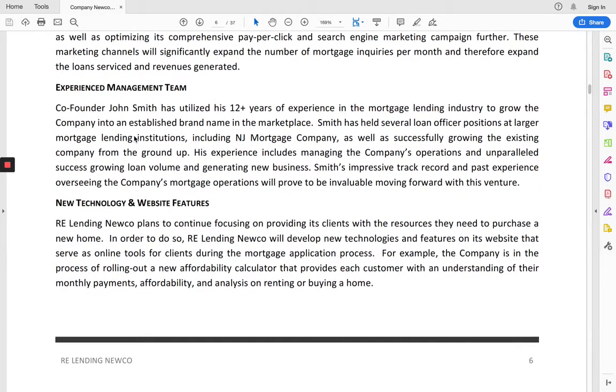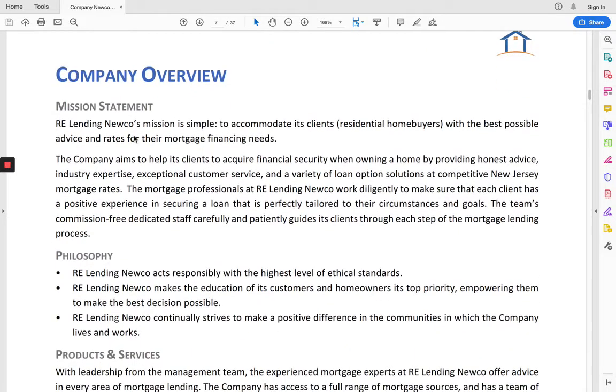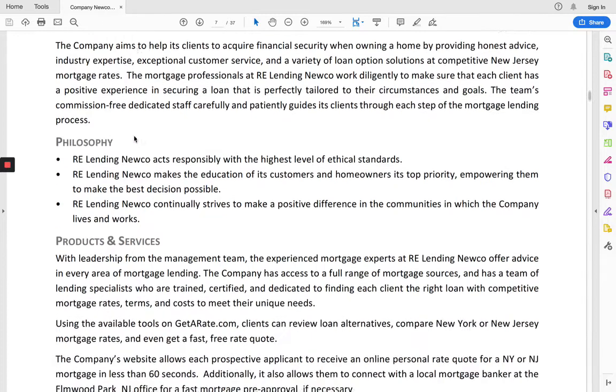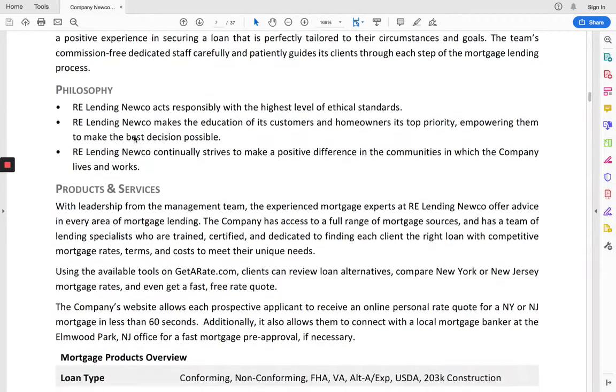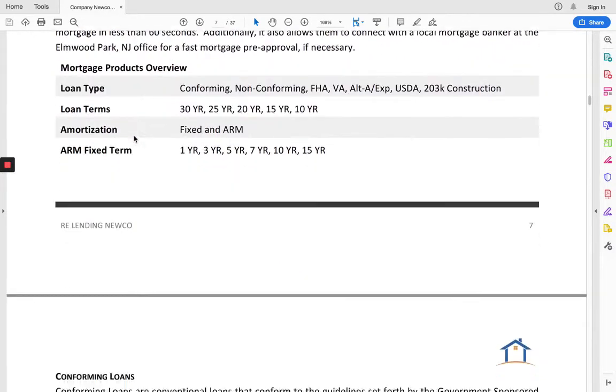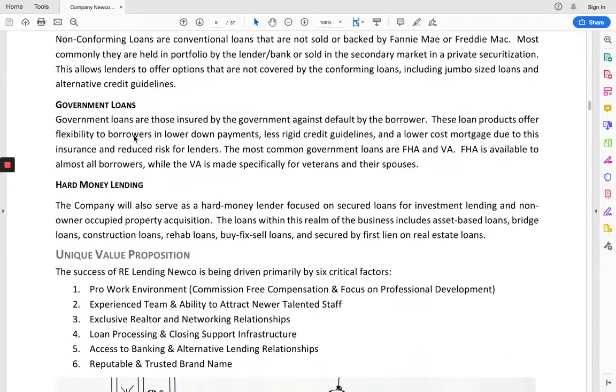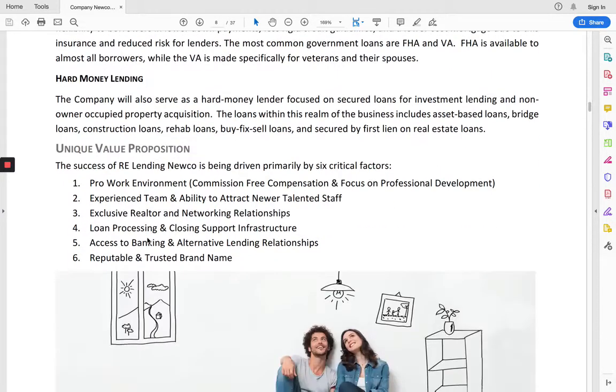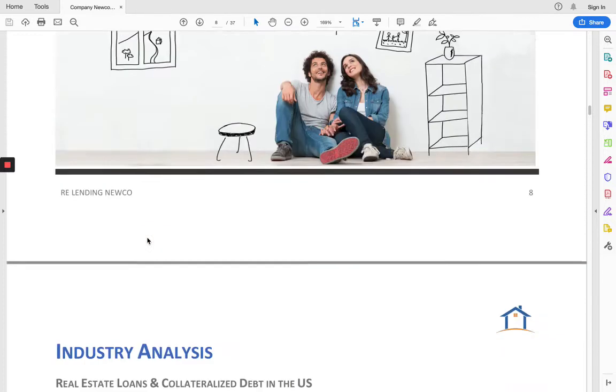And then if the investor or the bank is looking for more detail, they can read the company overview. Typically what we want to include is a mission statement, a philosophy, an overview of the products and services you'll be providing the marketplace, and explaining them. And then most importantly, a unique value proposition. What makes you unique, what makes you different, what makes you better compared to the entire competition in the marketplace, and what are you offering as unique to your users, your customers, etc.